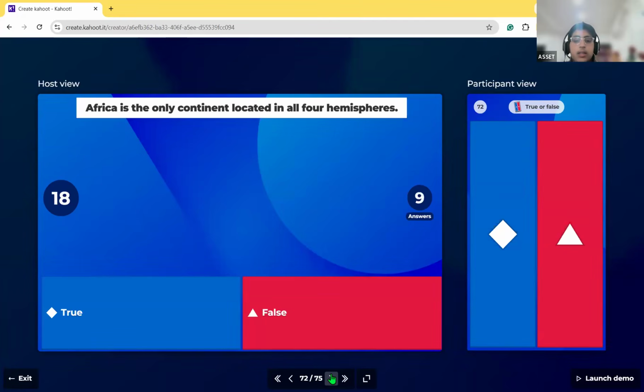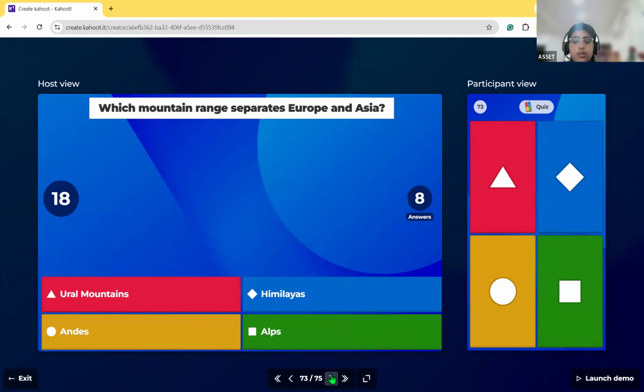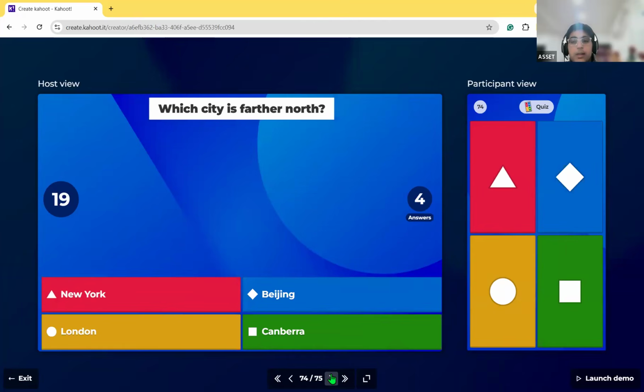Africa is the only continent located in all four hemispheres. Which mountain range separates Europe and Asia? Which city is furthest north?